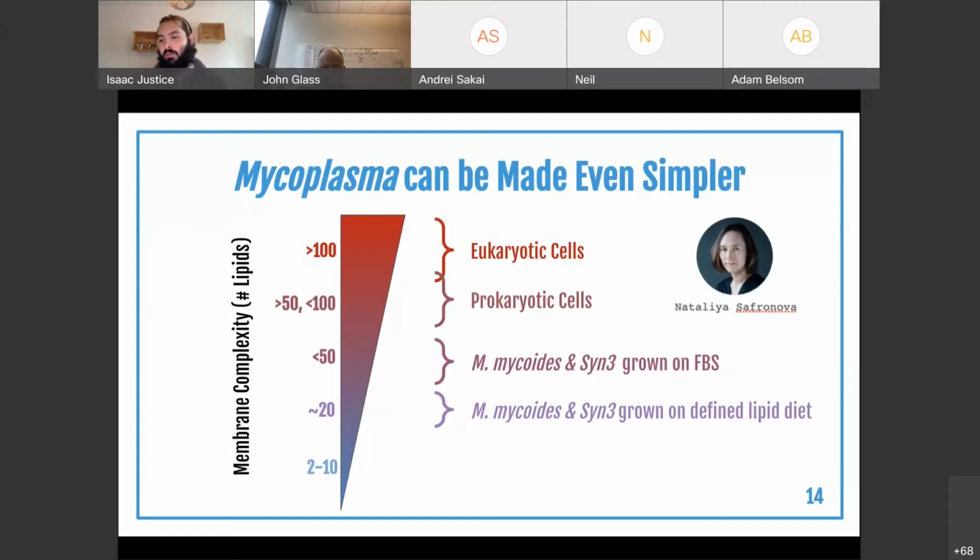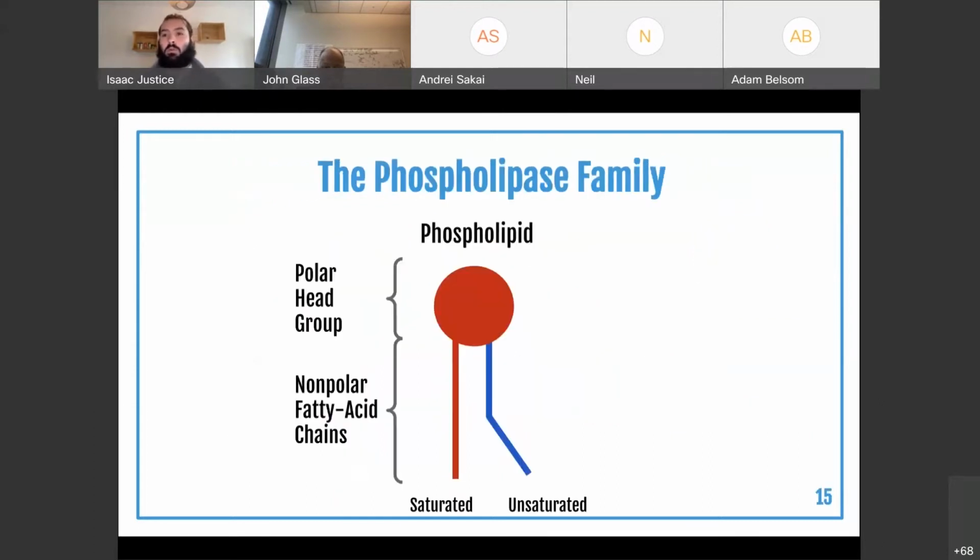However, even when we define the diet we feed them, the mycoplasma still has the ability to remodel the lipids in its membrane. And I said that mycoplasma and SYN3 cannot synthesize their own acyl chains, which is true. What they can do is use phospholipases in order to break down lipids that they're fed and then use the components of those lipids to synthesize a couple species of lipids. So they do have some remodeling capability.